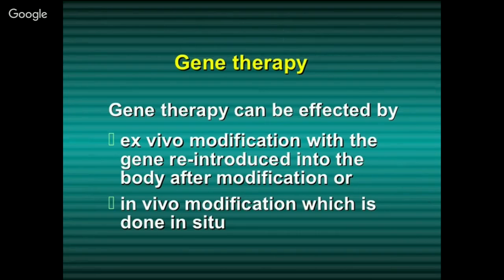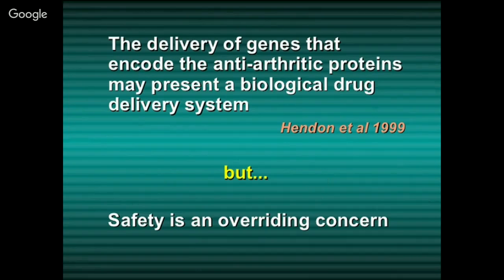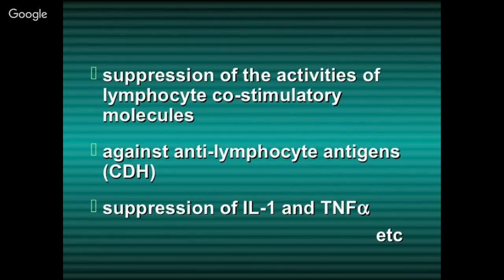Next comes gene therapy. Gene therapy is done by ex vivo modification, where the gene is reintroduced into the body after modification, and in vivo modification, which is done in situ. Can these strategies exert structure-modifying effects to counteract the disease process? The delivery of genes that encode anti-arthritic proteins may present a biological drug delivery system, but safety is the major concern. Gene delivery vectors deliver a stable gene, which permits stable and regulated production of therapeutic proteins. Lymphocyte activity can be suppressed by co-stimulatory molecules against lymphocytes, and interleukin can be suppressed. But the major problem is the delivery system.